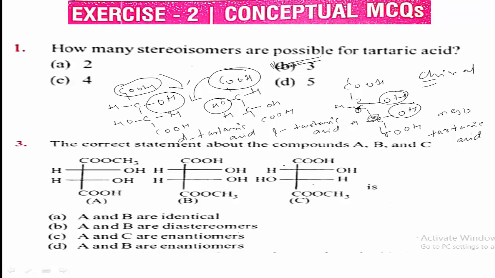Students, remember, in case of 2,3-dihydroxybutanoic acid, the two chiral centers have the same four substituents.